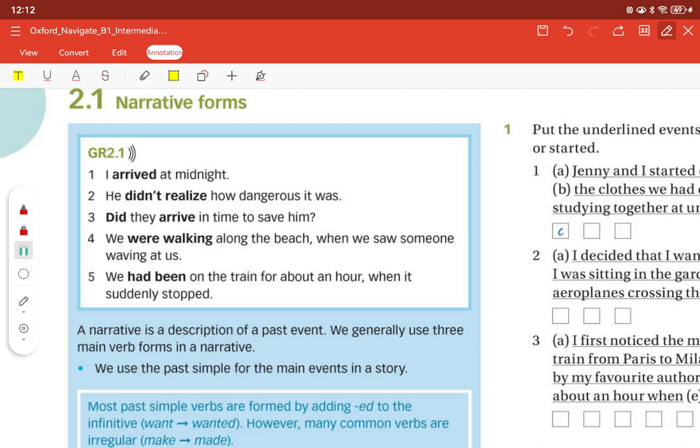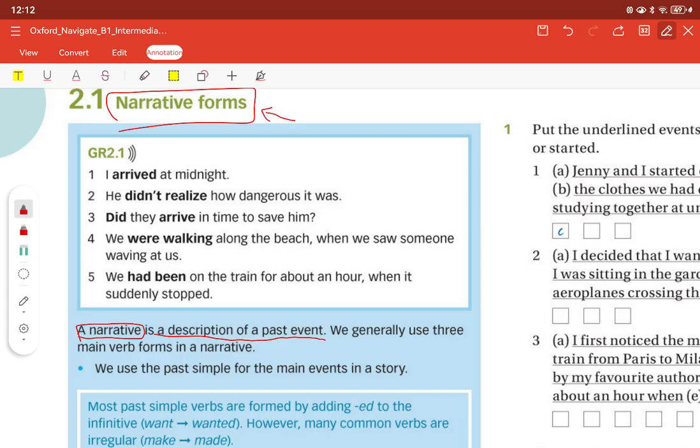Today in this video, let's take a look at a narrative forms lesson. Okay, let's take a look at narrative forms. What are narrative forms? First, let's talk about narrative. What is a narrative? A narrative is a description of past events.